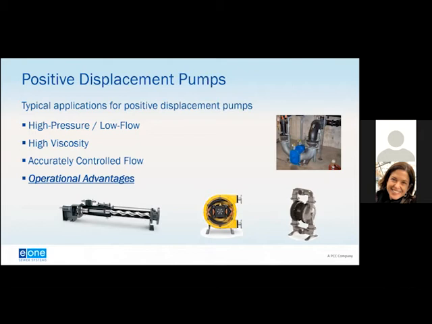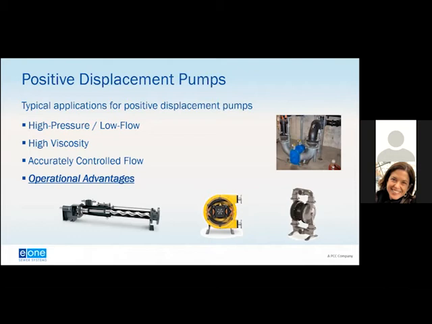Another area where you typically see positive displacement pumps is when you need accurately controlled flow. Since each stroke or revolution generates a certain amount of flow, positive displacement pumps are typically used in applications that require this precise flow, such as a chemical feed, or if you want to discharge the same volume of material, liquid, each time.